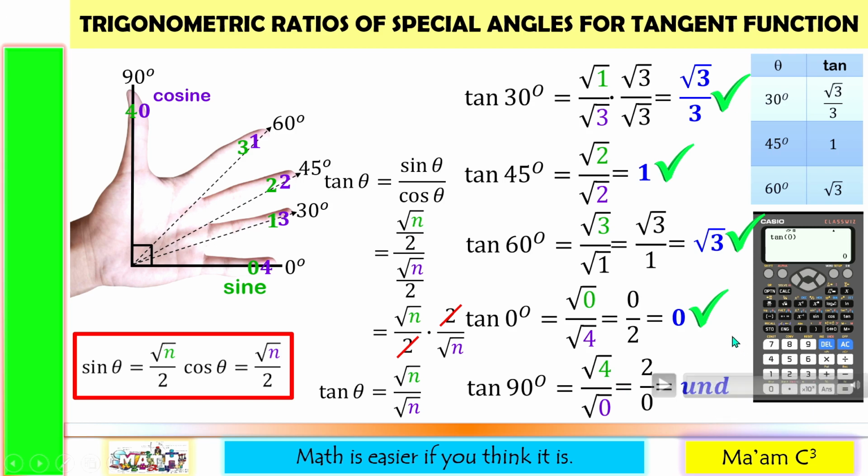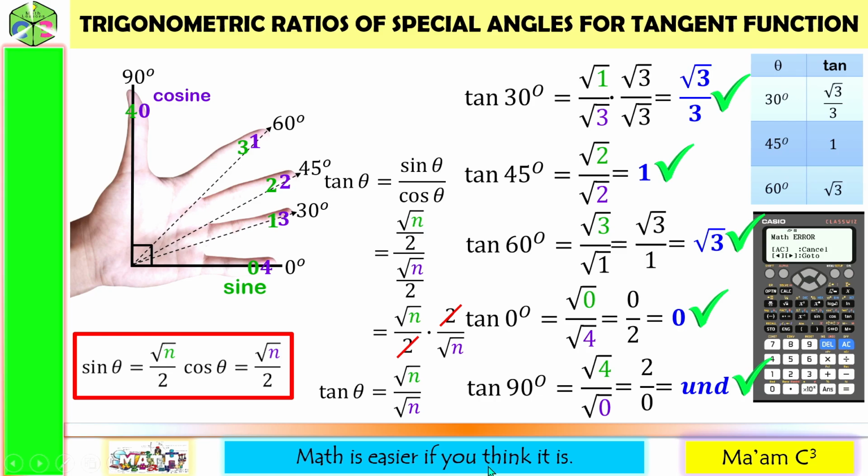Let us check with our scientific calculator. Let us solve for tangent of 90 degrees. And you will see here that it is error because the answer is undefined. So tangent 90 degrees is undefined.